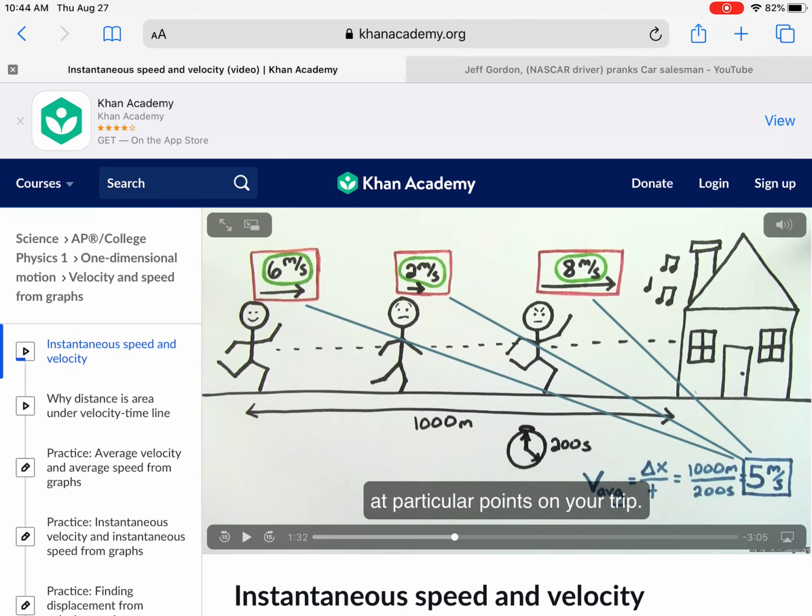Now notice that 5 is not equal to the 6 or the 2 or the 8. And in fact, if we took the 6 and the 2 and the 8, weird, my calculator is totally off.